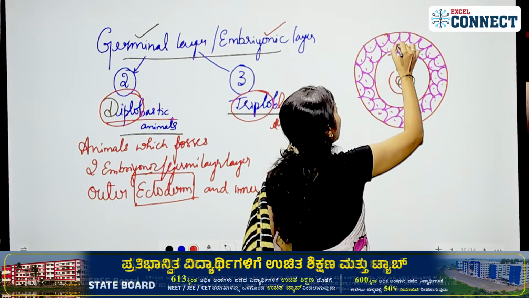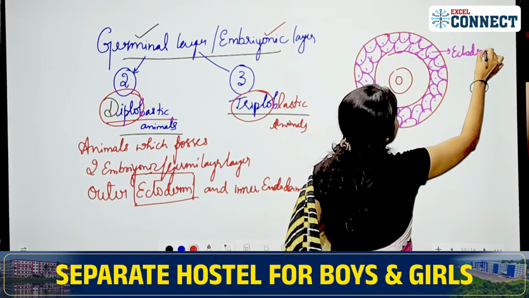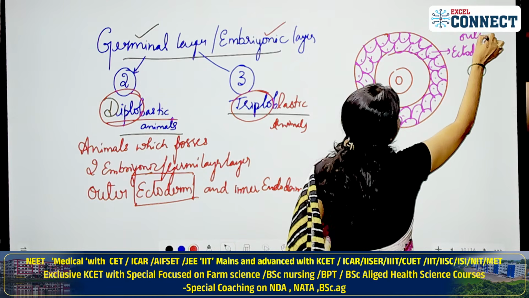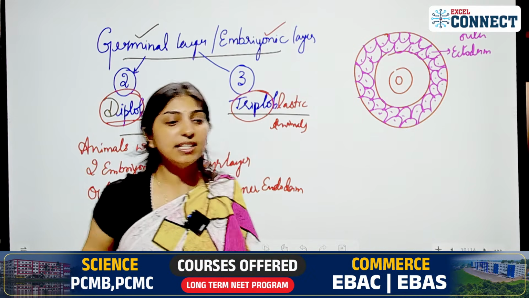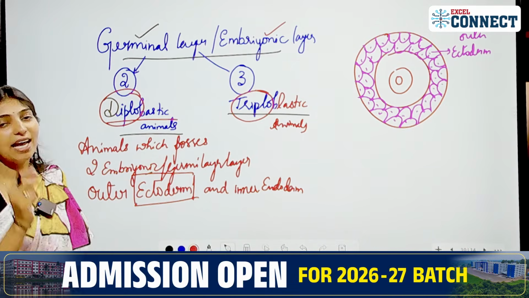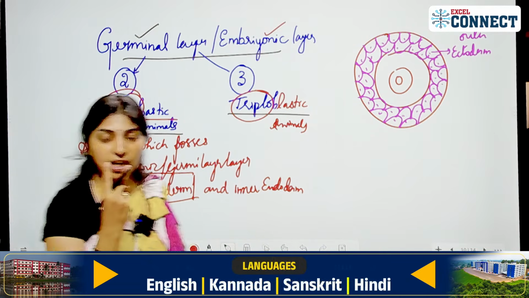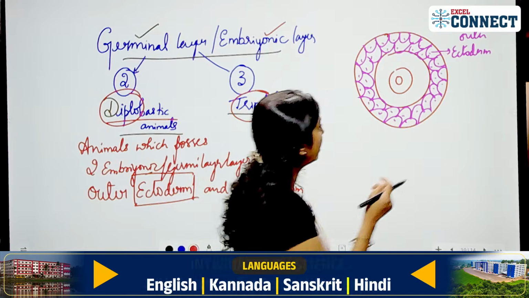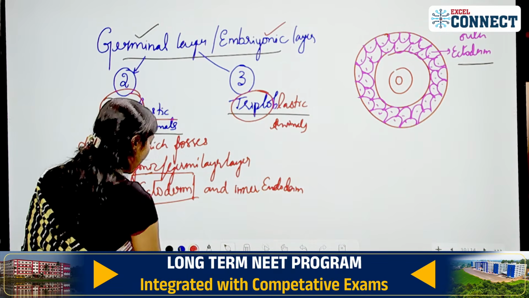This layer is called ectoderm. So the outer ectodermal layer. Is it clear? During the arrangement of cells in the embryonic layers, if it has 2 layers, then you call it diploblastic. And among those 2 layers, the outer layer is called ectoderm. And then we have the inner layer.